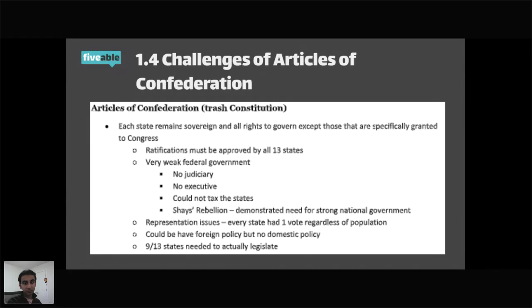We'll talk a little bit more about Shays' Rebellion and why that demonstrated the need for a strong national government. Also, in terms of representation, every state had one vote. So all 13 colonies, or well, I guess states now, had one vote. And then in order to actually get a law passed, basically 75% of the states had to agree. Now, in Washington now, it's hard enough to get 40% of Congress to agree. And imagine getting 75% of the states to agree. So that was a difficulty presented with the Articles of Confederation.